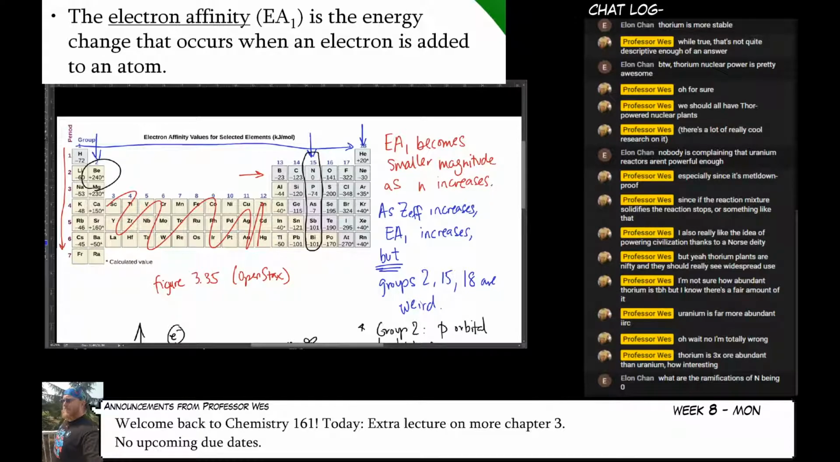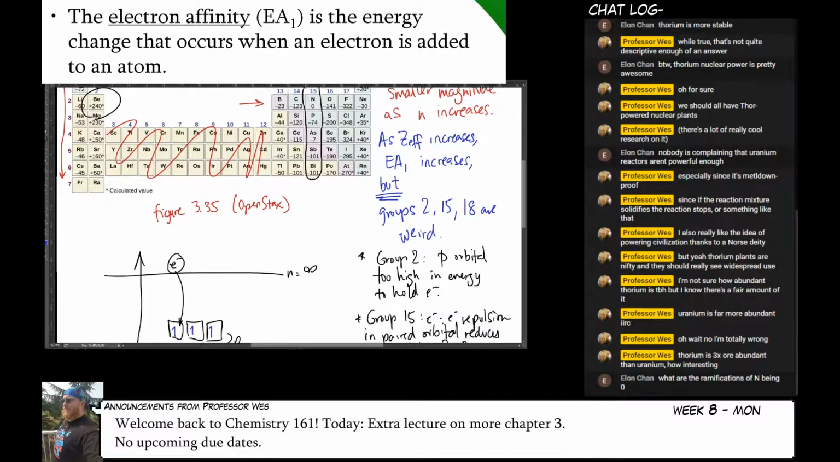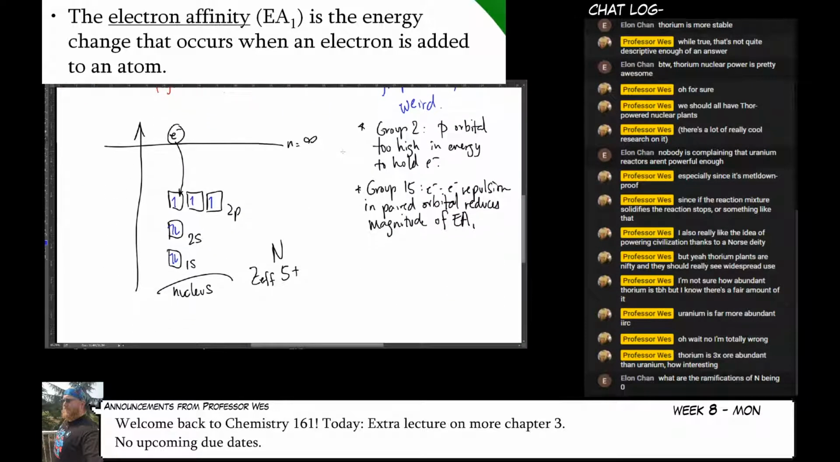Then the last one is group 18. And we can use the same diagram for this. I just need to erase this guy right here. So if I'm looking at neon, where does the next electron go? Well, it's got to go through here, right?